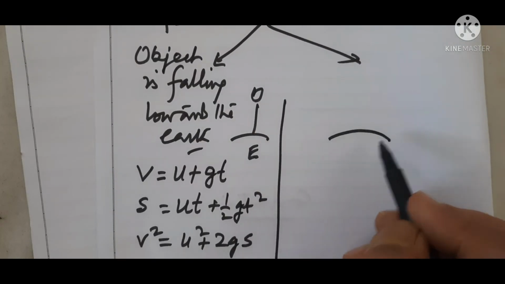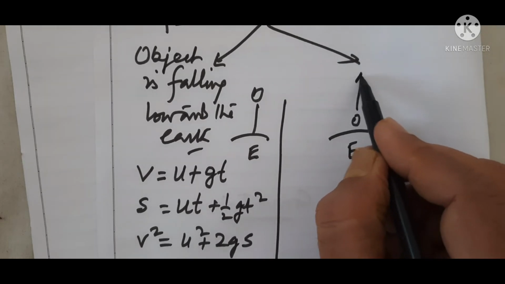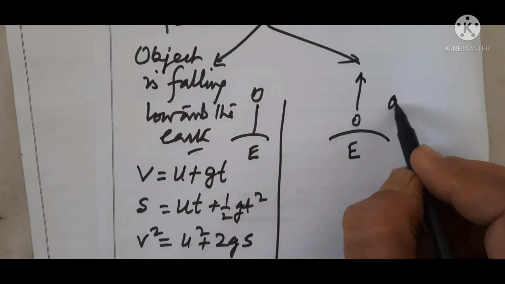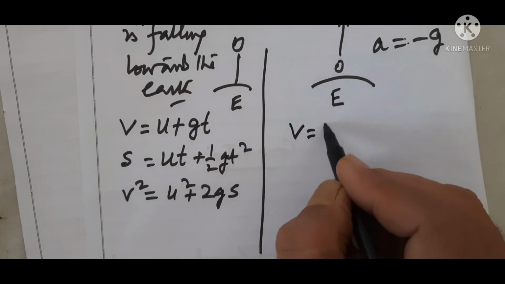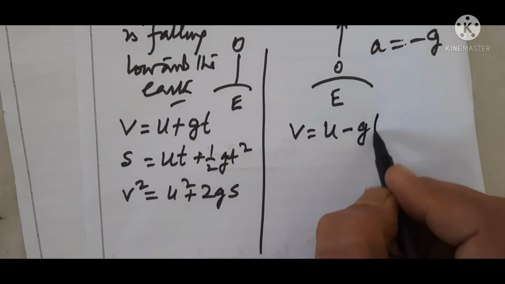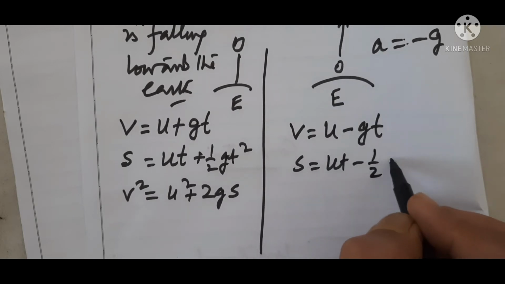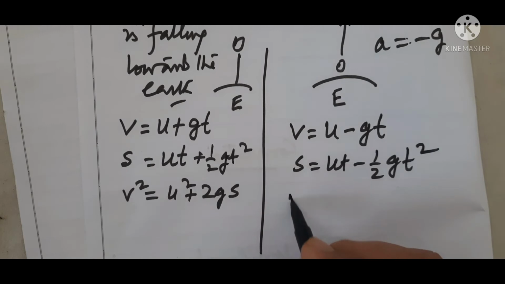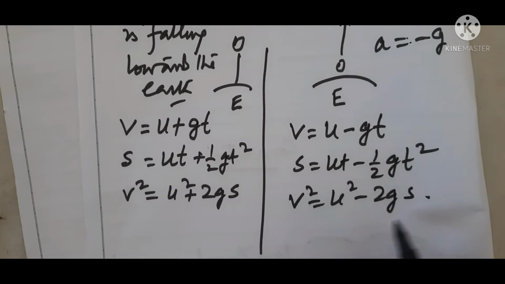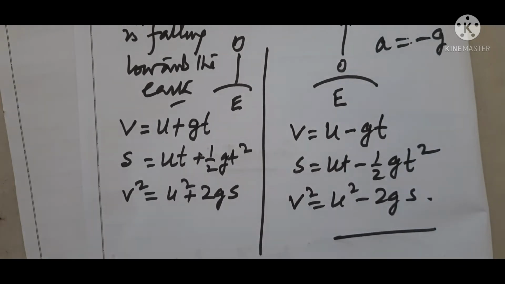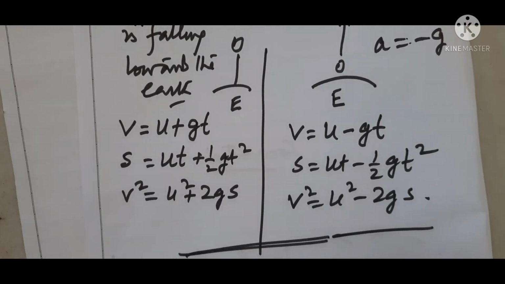Now, if the object is thrown away from the earth, or if the object is going up, then what changes will be there? a becomes minus g. Then these equations become v is equal to u minus gt, s is equal to ut minus half gt square, and v square is equal to u square minus 2gs. So whatever the questions will be there, you have to apply these equations, and you can easily solve it.